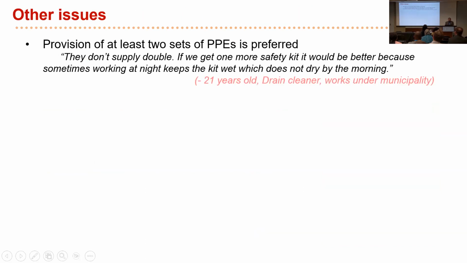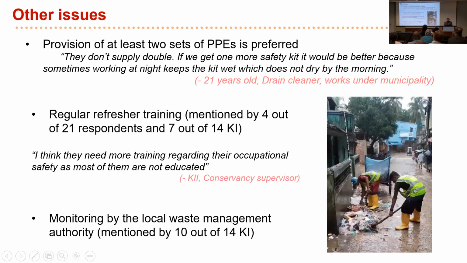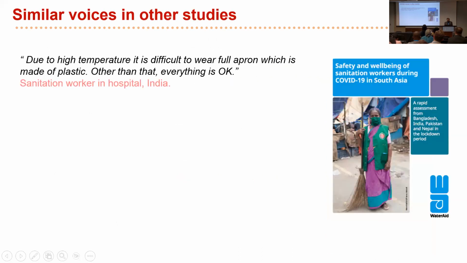There were other issues as well. One thing they mentioned is that there should always be a spare PPE, because most of them work at night, and it gets wet. So the next day when they have to come to work, it's not dry, so they cannot wear it. So they always need spare PPEs. And this has also come out from the conservancy officer, that regular training should be provided, and it should not be a one-off thing. They should have refresher training, and there should also be monitoring from the local waste management officers.